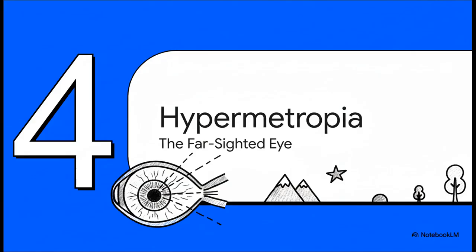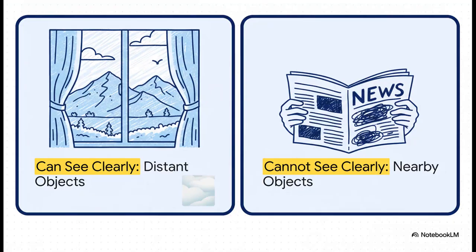This one is called hypermetropia, and it's basically the opposite of myopia. You might know it as farsightedness. So as you can guess, a person with hypermetropia has the exact opposite problem. They can see distant objects perfectly fine, but they find it difficult to see objects that are close by. So for them, reading a book or a newspaper would be a strain, and the words would look quite blurry.